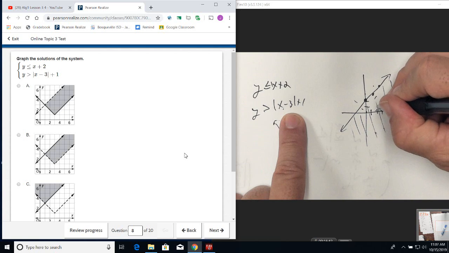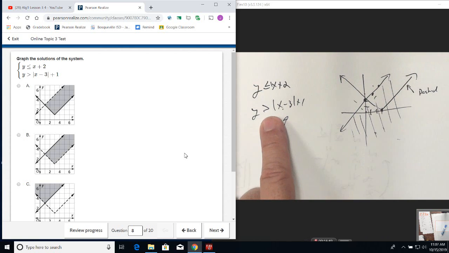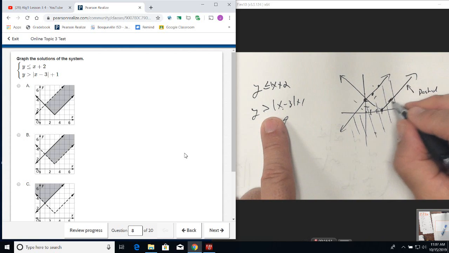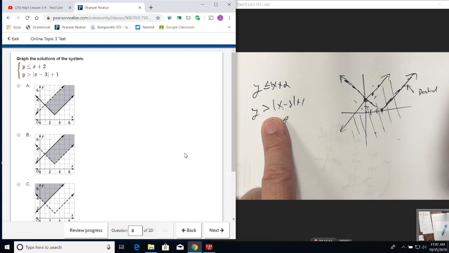Would it be a solid line or would it be a dashed line here? This should be dashed. Why is it a dashed line? It's greater than. So it should be a dotted line or a dashed line here, like that. And then I'm shading in all the values above it. So where would they overlap? Right in that section right there.